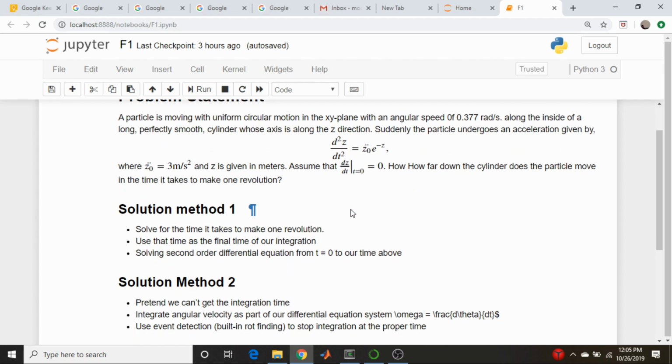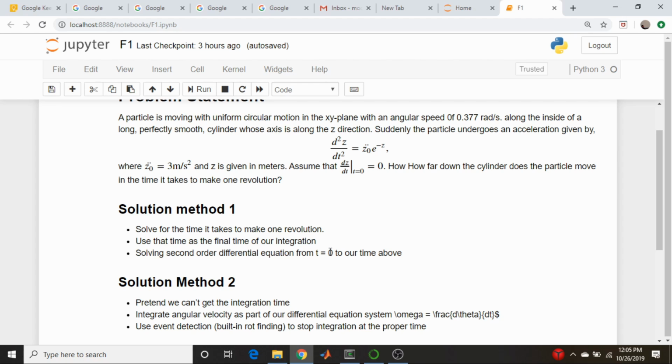The first is the easiest way. Since the angular velocity is constant, we could just figure out how long it takes to go around the circle, and that's really easy, and that's going to be our integration time. So we're just going to have one second order differential equation to solve, and we know the termination time, it's going to be the time it takes to go around the circle one time.